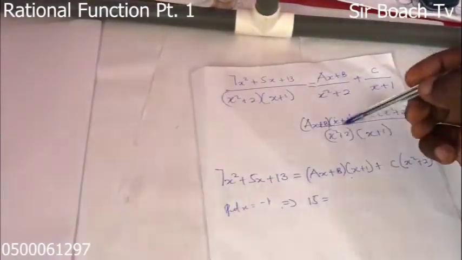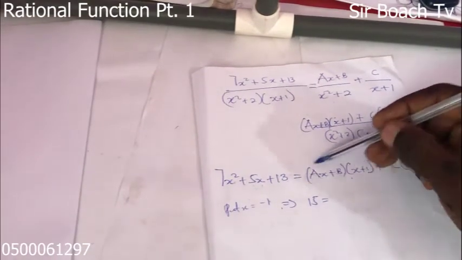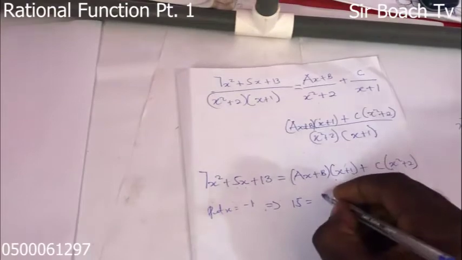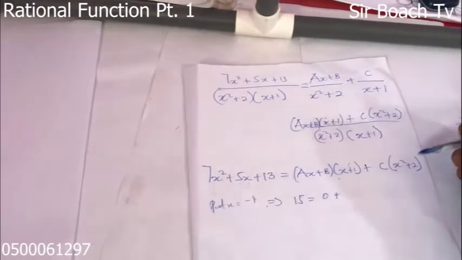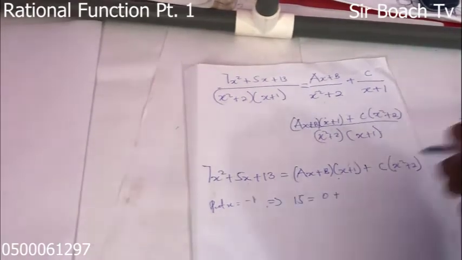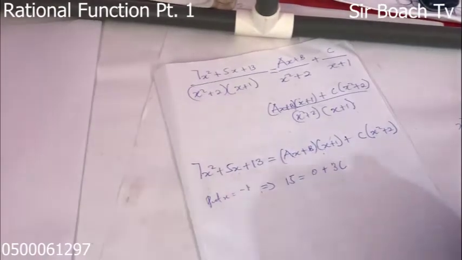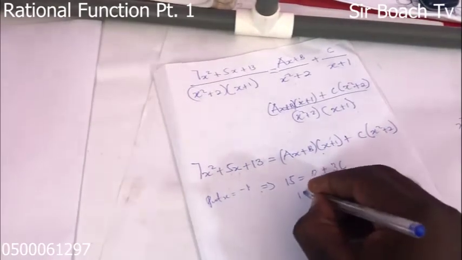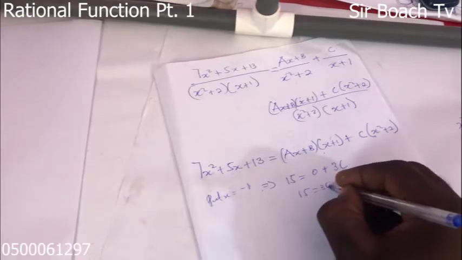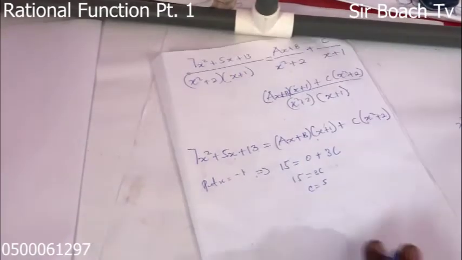Now, if I put negative 1 here, this side will be 0. Then 0 will make all this side go to 0. So it will be 0 plus. If I put negative 1 here, negative 1 squared is 1. So 1 plus 2 is 3. Okay, so I'm going to get 3C. You get it? So the simplest is going to be 15 equals 3C. Then C will be, give me what? 5. Okay, now we have C to be 5.